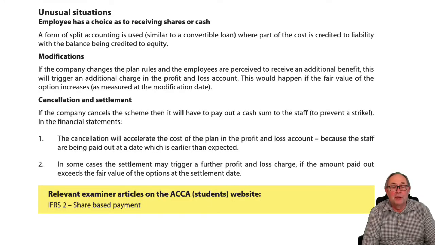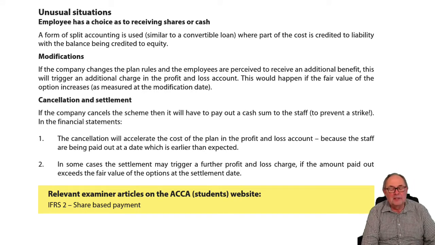We've had a look so far at equity settled plans where the staff are paid in share options. We said that there will be a charge in the profit and loss with a corresponding credit to equity. We've looked at cash settled situations where we said there would be a charge in the profit and loss with a corresponding credit to liability.